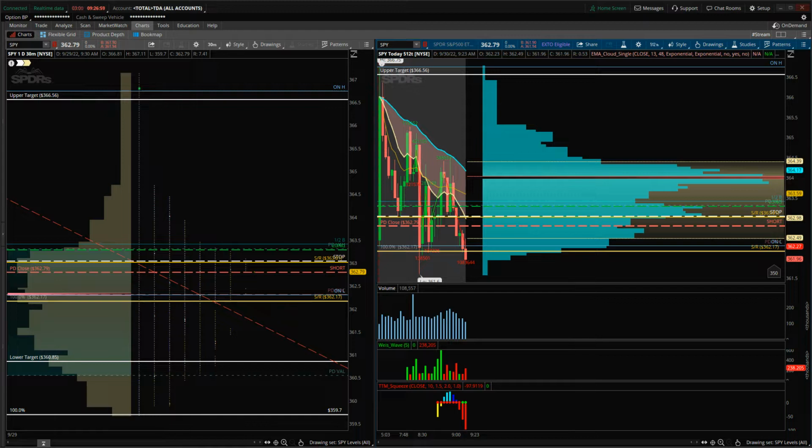The main screen to the right, that is our 512 tick chart, and that's going to be showing us the structure as the day builds out. We're going to be making our day trades based off of that chart. The chart to the left of that is our profile chart that helps give me an idea of how the day is building out in relation to our previous day's profile.